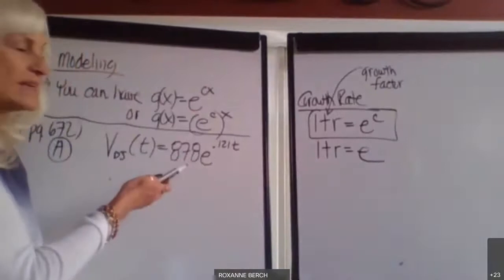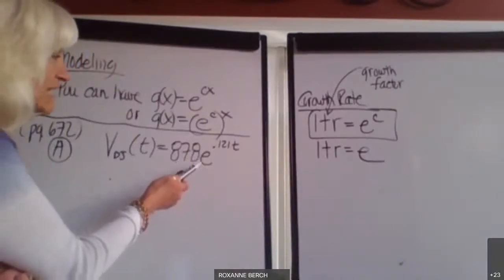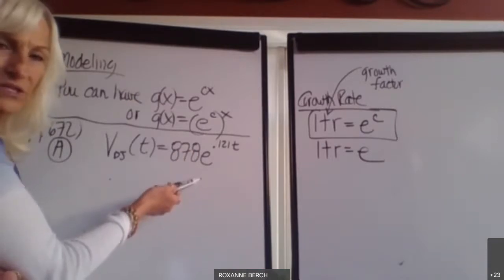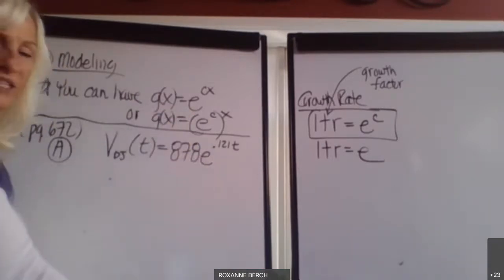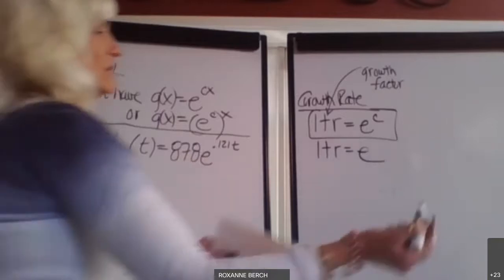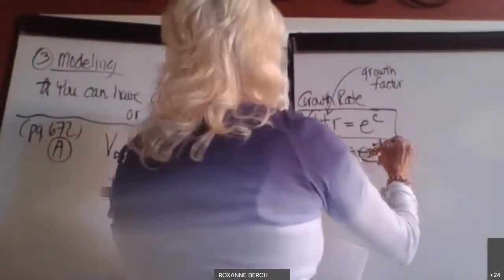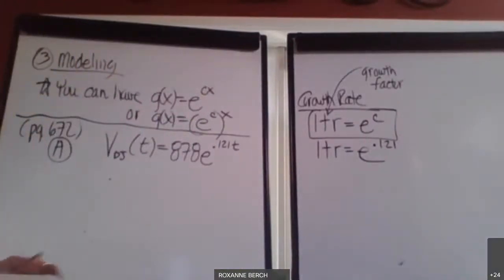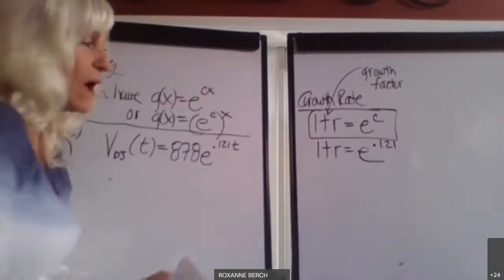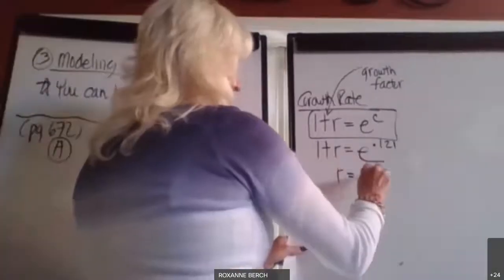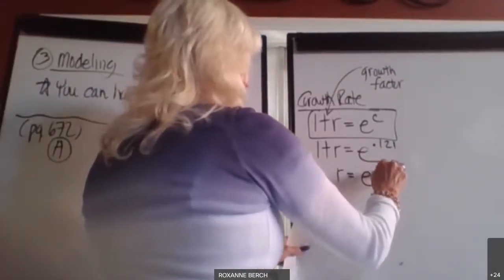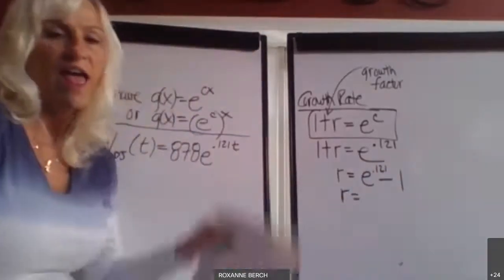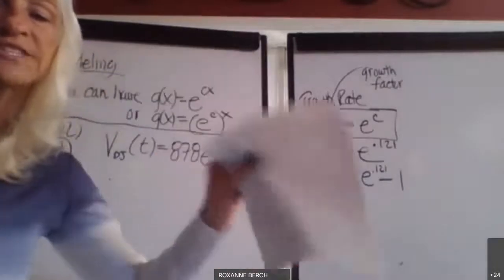In this problem, see how this problem looks exactly like that? So we know that c is 0.121. So we're going to put this 0.121 power, and now we can solve for r. Well, how do we solve for r? You get the variable. So this is going to be e to the 0.121 power minus 1. And that's going to give us a decimal, and then we change the decimal to a percent.